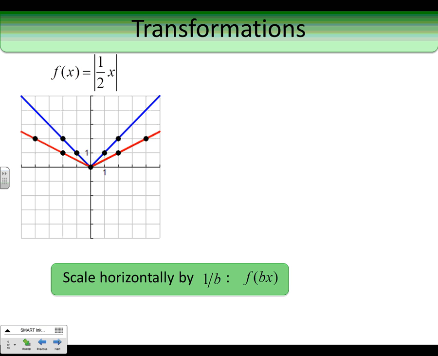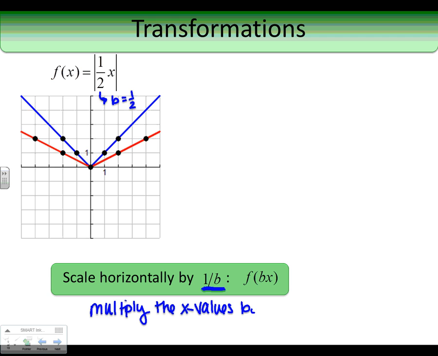But the tricky thing is that when you scale horizontally, in order for it to compress like that, you need to multiply by the reciprocal. So when we scale horizontally, we're multiplying by 1 over b. So in this case, this is our b value. b is equal to 1/2. So when we try to figure out what our points are, we're actually going to multiply by 2, and that's the reciprocal of 1/2. So we're multiplying the x values by the reciprocal of b. So we multiplied all the x values, in this case, by 2.